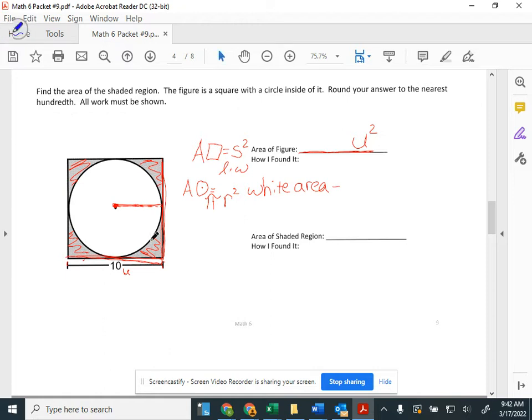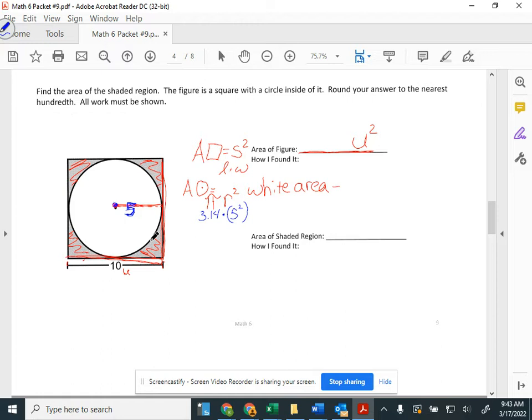Because it's half. Because that circle is right in the middle, so it's halfway from the side. So to go from the middle to the side, it's going to be half of 10, which is 5. So you're going to want to do pi, which is 3.14 times 5 squared. What does 5 squared mean? What math are we doing, Anthony? 5 times 5.